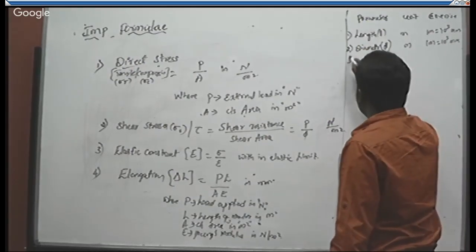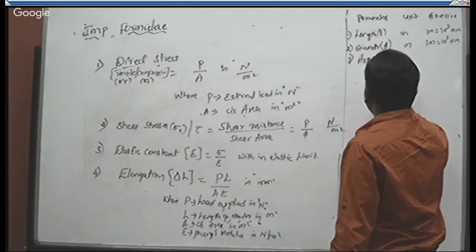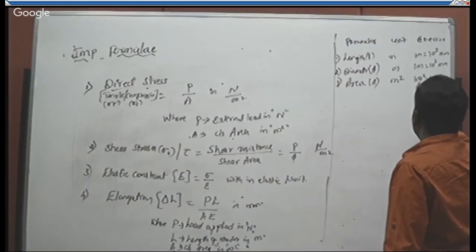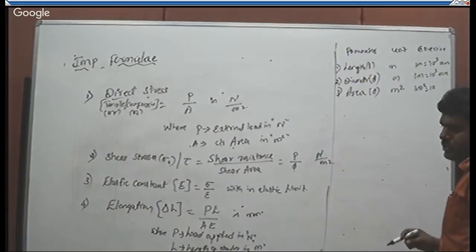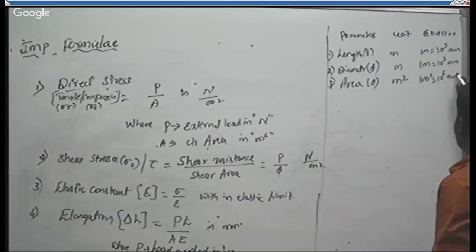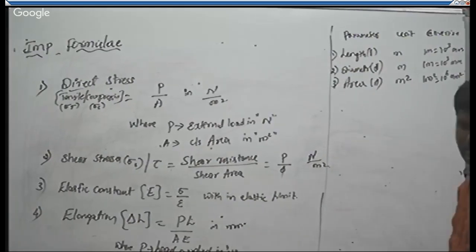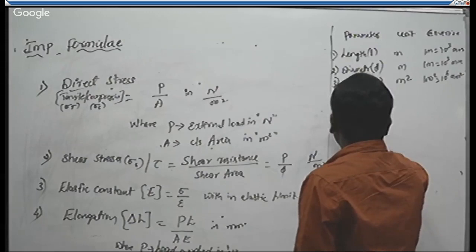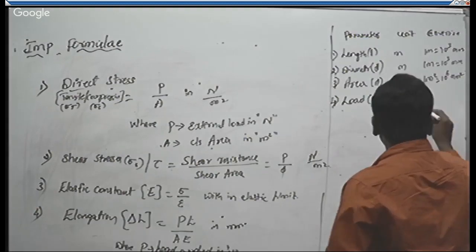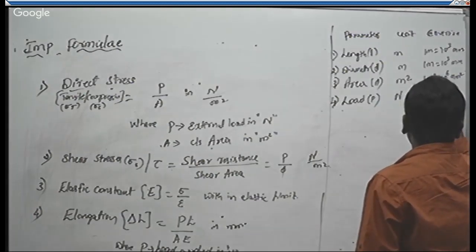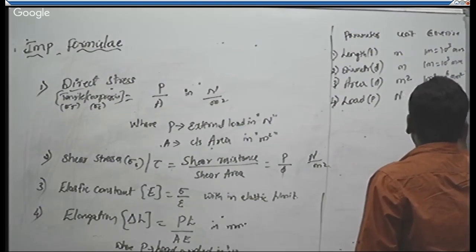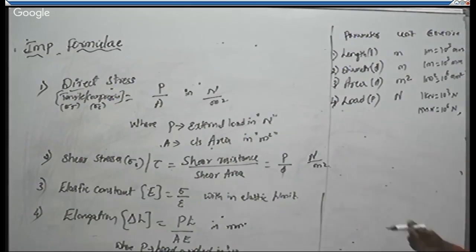When we come to the area, A, this is in meter square. 1 meter square is 10^3 times 10^3 millimeters, so 10^6 times millimeters square. Then we go to the load, P, in Newton. We have 1 kilonewton equal to 10^3 times Newton, and 1 meganewton is equal to 10^6 times Newton. We use these in conversions.